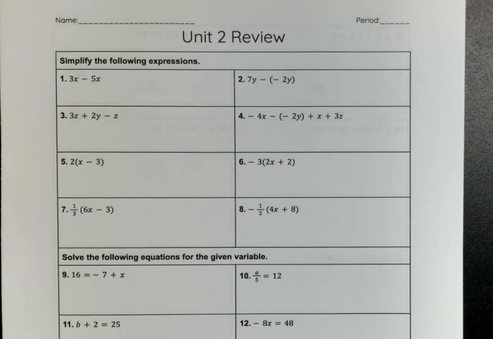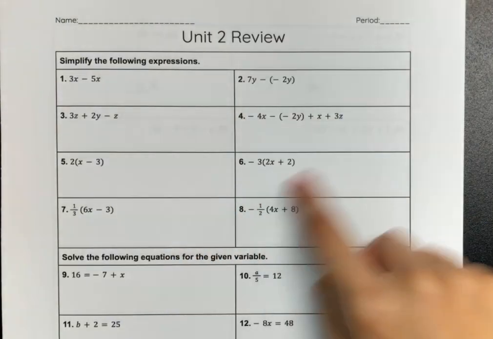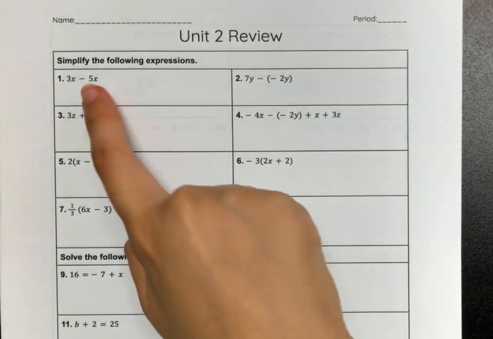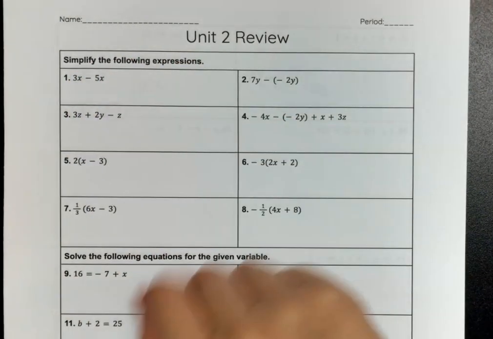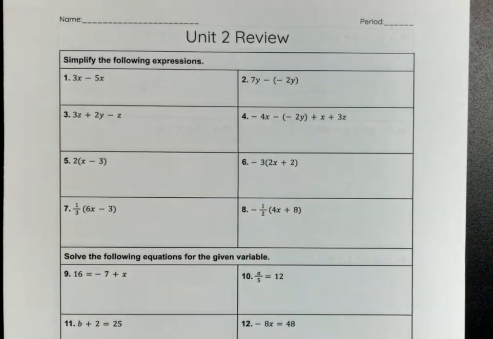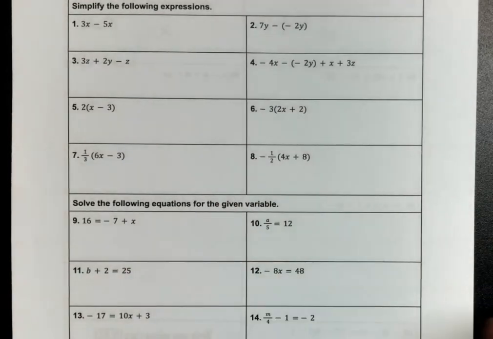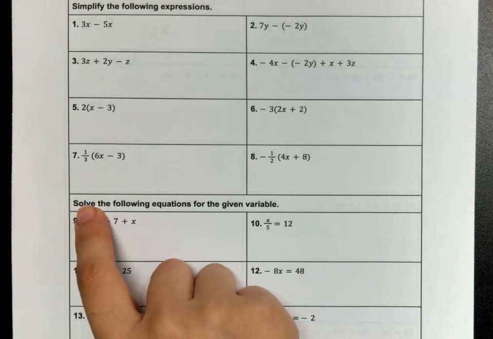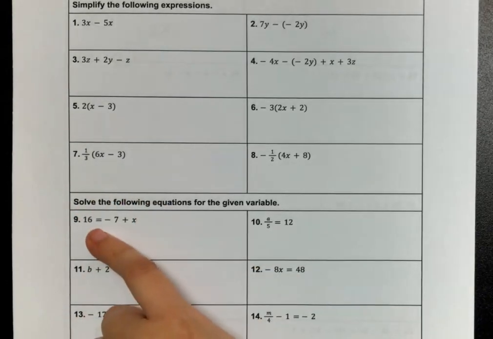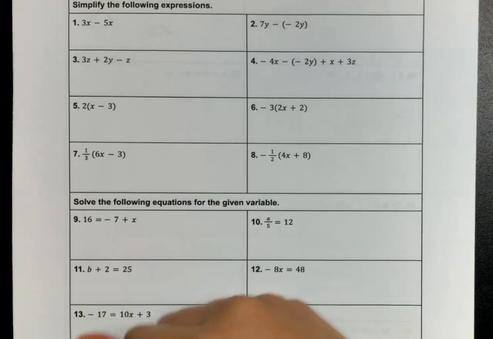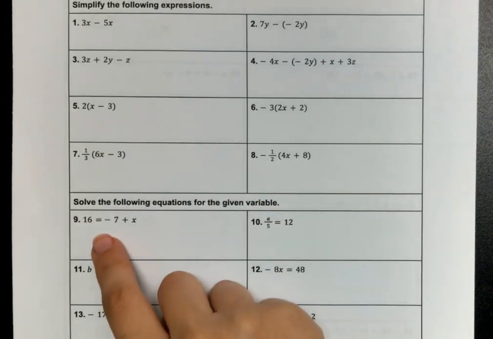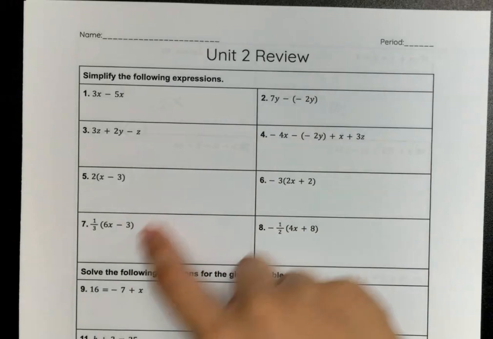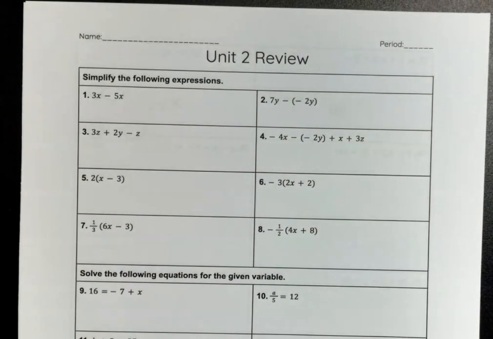Now notice from numbers 1 through 8, none of the questions have an equal sign, and the direction says simplify the expressions. For numbers 1 through 8, you are not solving for x. Your answer will not look like x equals 2, x equals negative 5. That only happens from 9 through the rest of your review because it says solve the equations and there is an equal sign. So you only get x equals 2 or x equals negative 5 if you see an equal sign. If there are no equal signs, your answers will look like 2x plus 1 or just negative 5x.